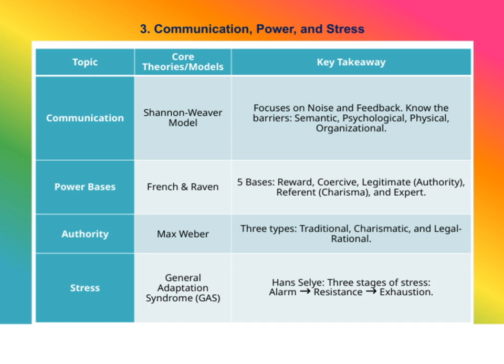Finally, let's touch on stress. Hans Selye's general adaptation syndrome outlines 3 stages: alarm, where the body detects a threat; resistance, where it tries to cope; and exhaustion if the stress persists, leading to fatigue or health issues. Being aware of these stages helps us understand how stress impacts us and what we can do to manage it effectively. Connecting all these concepts, it's clear that effective communication, understanding power dynamics, and managing stress are all interconnected elements that influence our success and well-being in organizational settings.